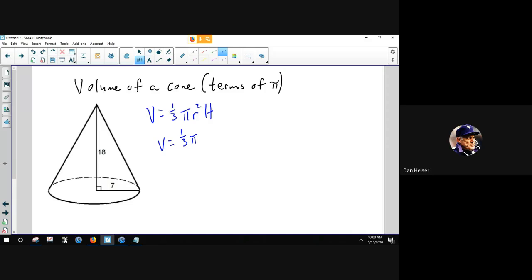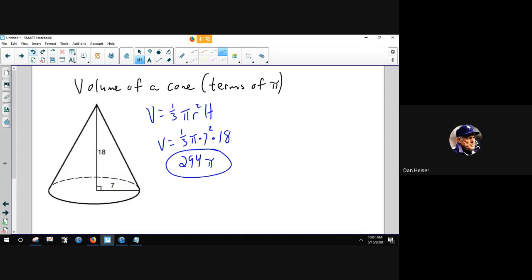One third pi radius squared times 18. Multiplying this out, we'll end up with 294 pi. No units on this one, so we can leave it blank. Or if you want to put u cubed or units cubed, you can do that. Just don't put the exponent like that. That is not correct, because now you are saying take that number to the 3rd power.